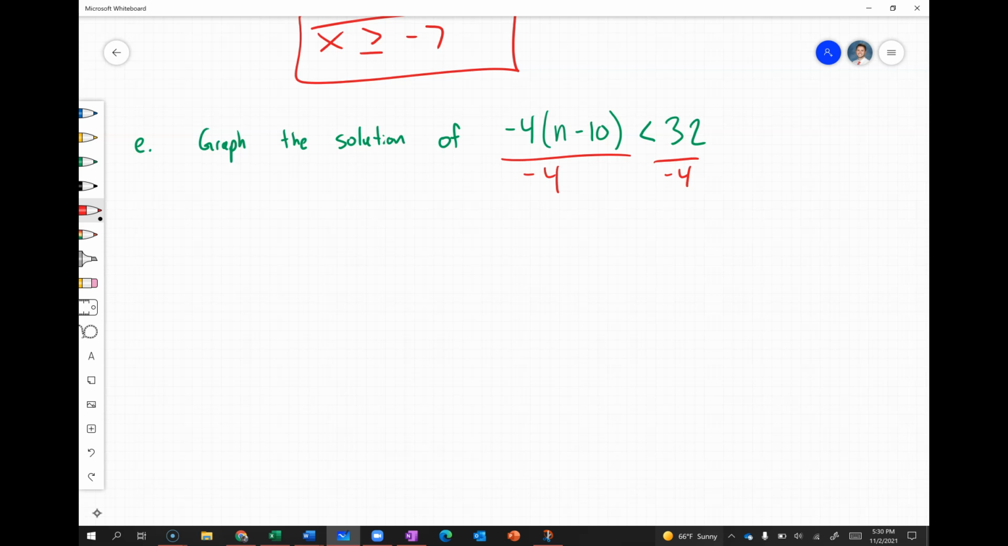If we divide both sides by -4, that leaves us with n minus 10. We need to change the direction of our inequality sign, so that's greater than. And 32 divided by -4 is -8. We then add 10 to both sides, and that leaves us with n is greater than 2.